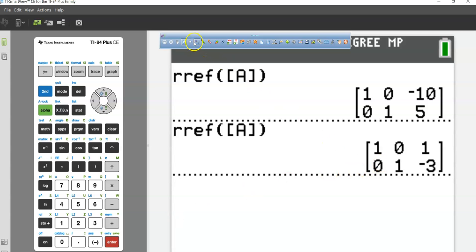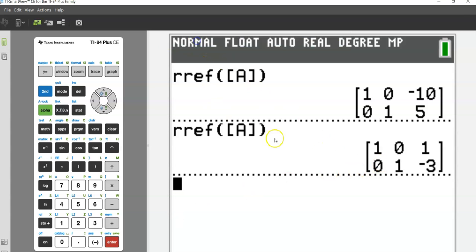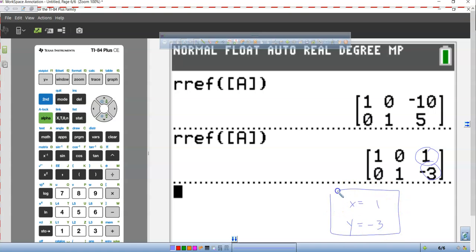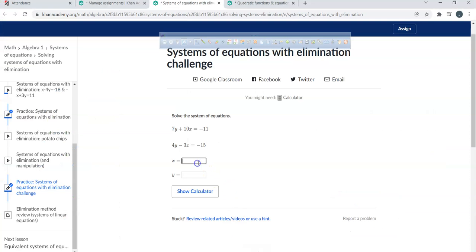And check it out. This right here gives you your x value. Your x value is equal to 1, and your y value is equal to negative 3. So I got a 1 and a negative 3, and those are my solutions to this system of equations. All right, so we're going to type in a 1 and a negative 3, and that'll be it.